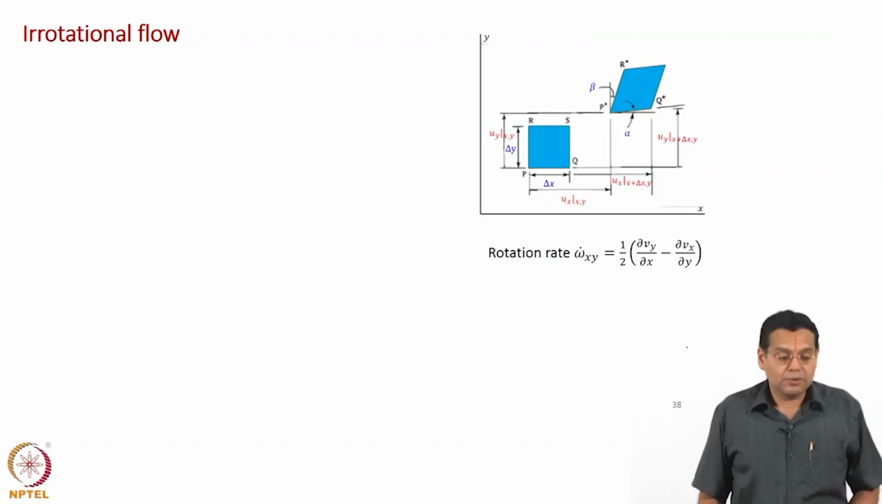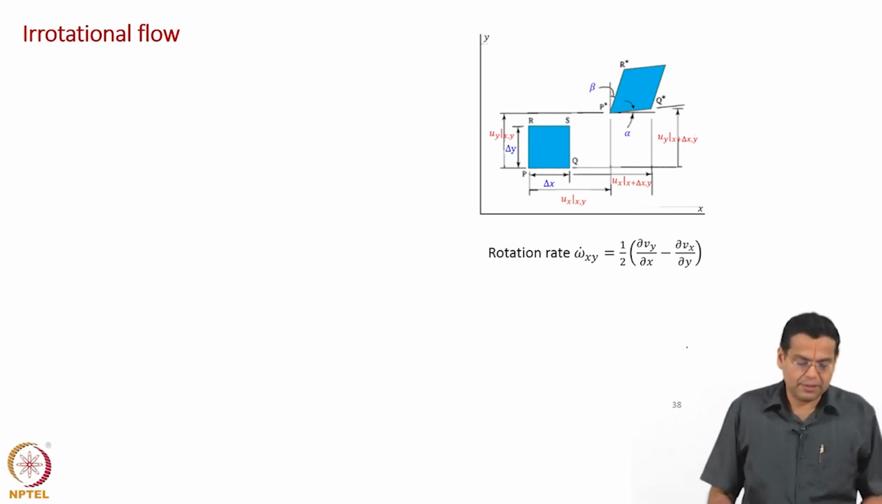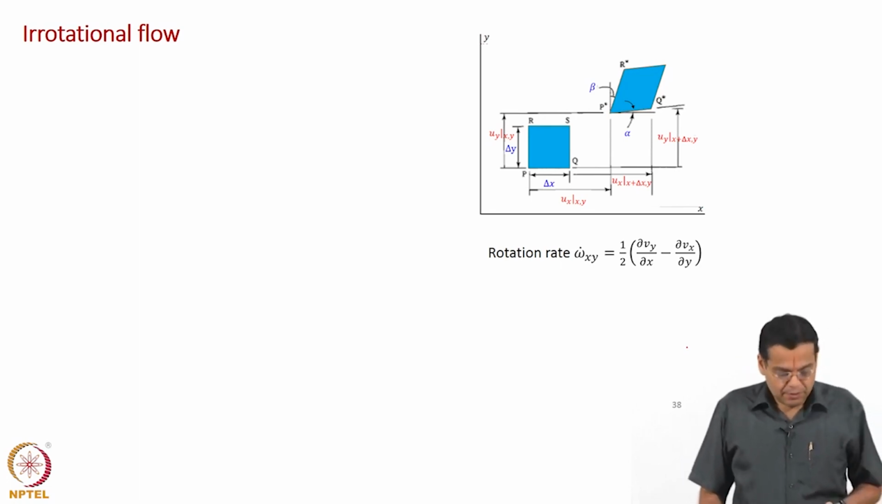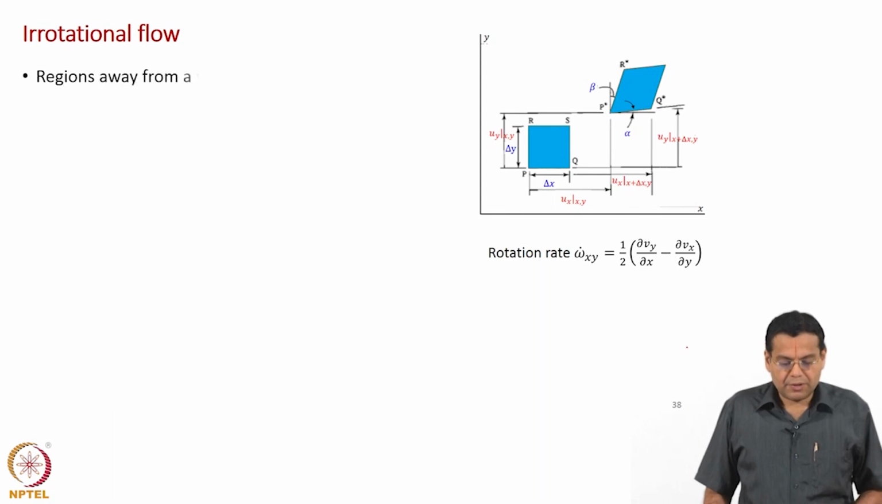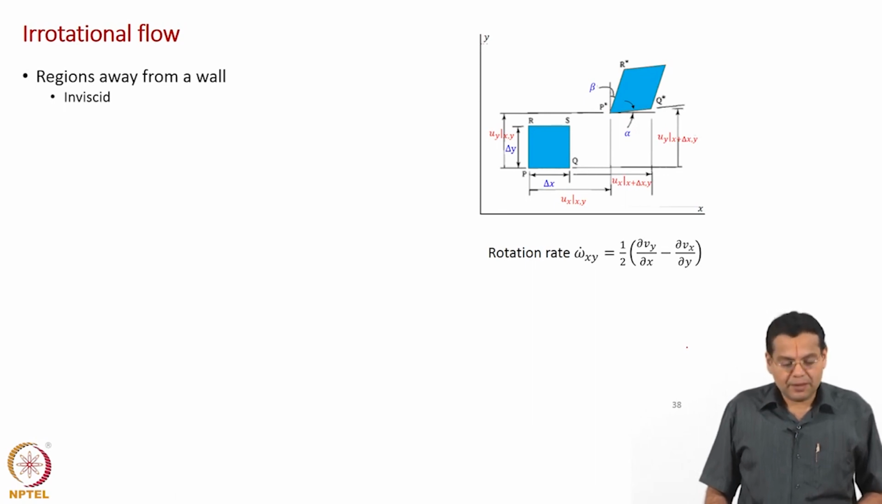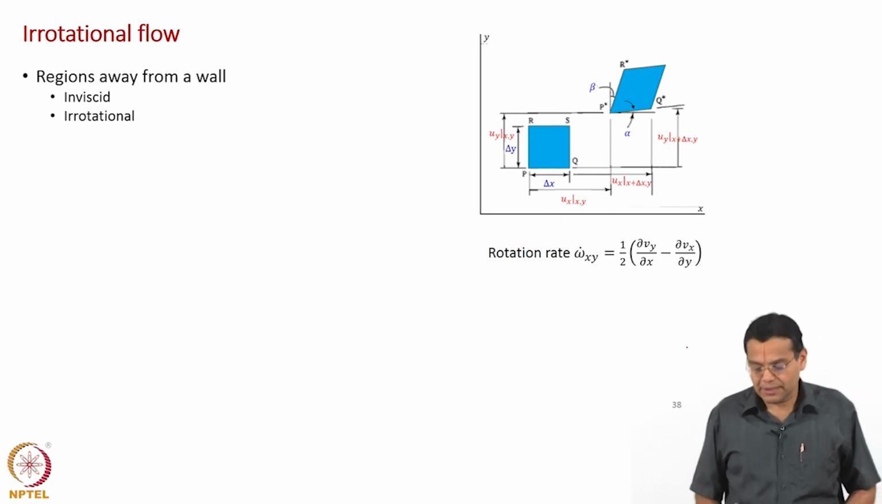Okay, what we will now do is derive another form of Bernoulli's equation, which is for irrotational flow. We have already derived Bernoulli's equation for inviscid flow, which happens at a high Reynolds number and occurs in regions away from the wall. Now, we say in addition to that the flow is irrotational. What do you mean by that?